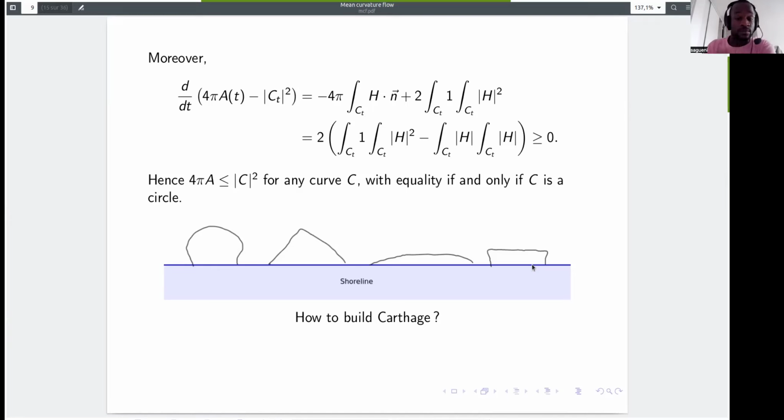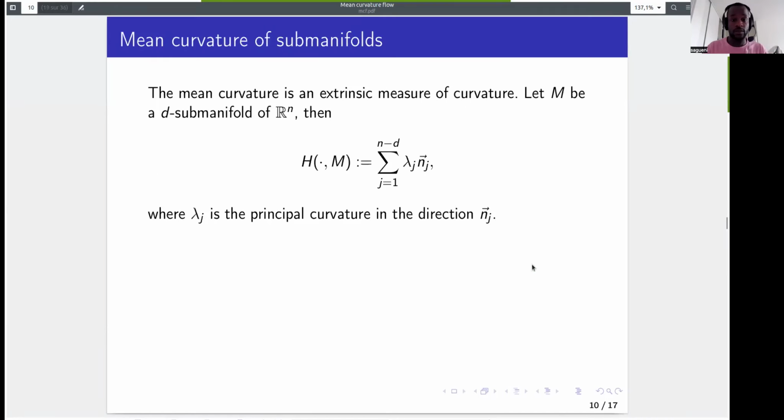Okay. This problem is called the Carthage problem, and also called the Dido problem, for those who know the isoperimetric inequality problems. So now we're going to generalize some of the results and the study to manifolds of higher dimensions.